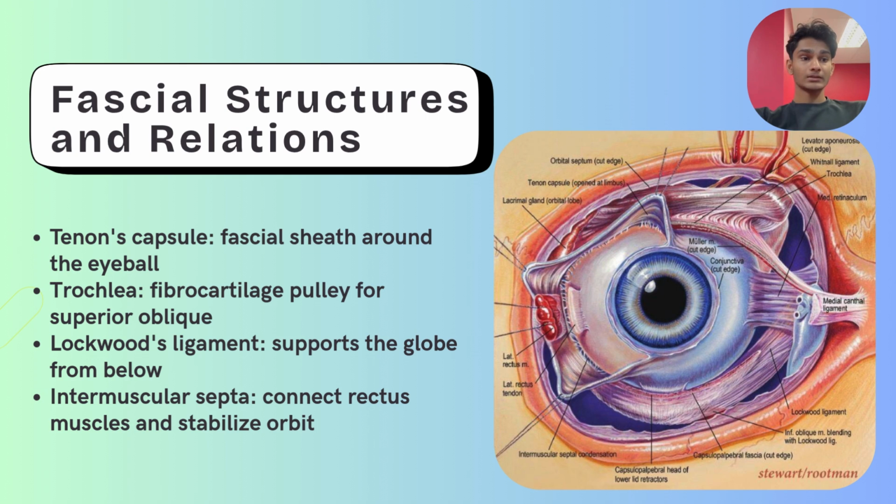Intermuscular septa. Intermuscular septa are connective tissue bands that link the four rectus muscles together. They help to stabilize the muscles and keep the orbit organized. These septa make sure the eye moves smoothly and stays aligned. These fascial structures may seem small, but they play a huge role in supporting eye movement, stability, and positioning.